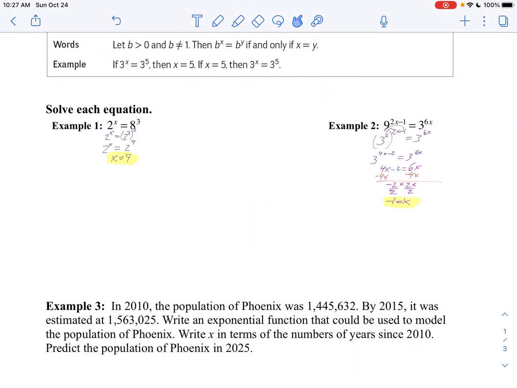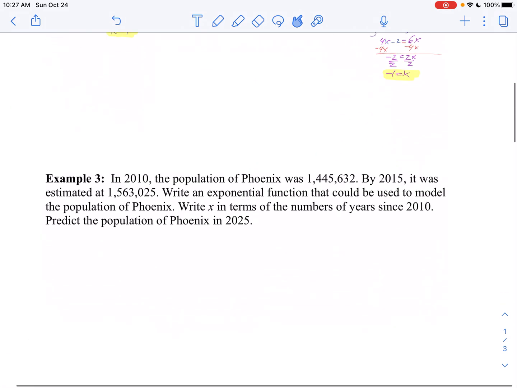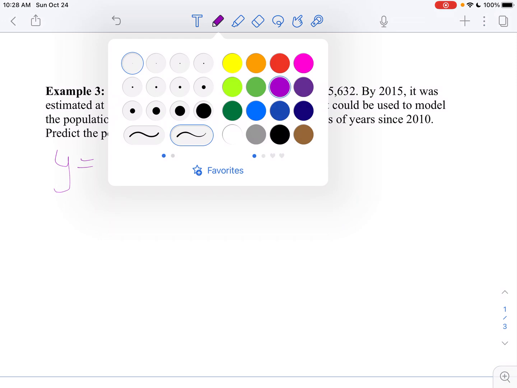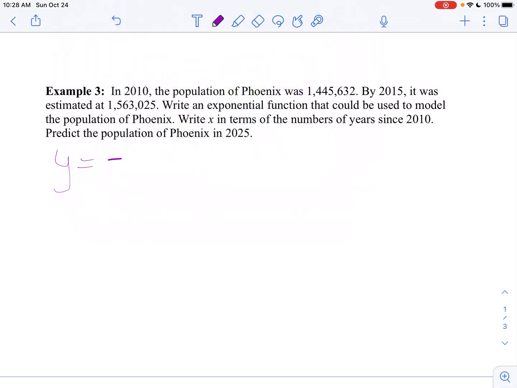Okay, and example 3. This is what we did yesterday. Yesterday, in the previous lesson, I gave you the exponential equation and I asked you to graph it. Well, now today, I'm going to give you the data and I want you to write the exponential equation. Remember what we said in the previous lesson, y equals a times b to the x power.